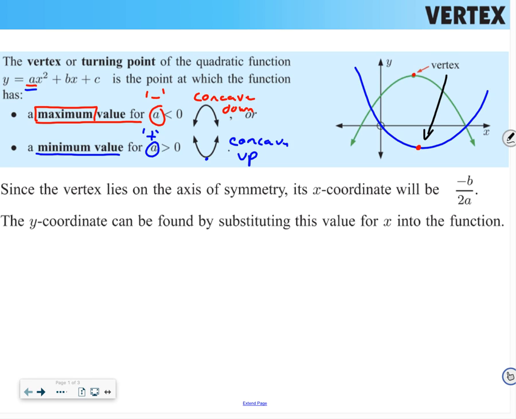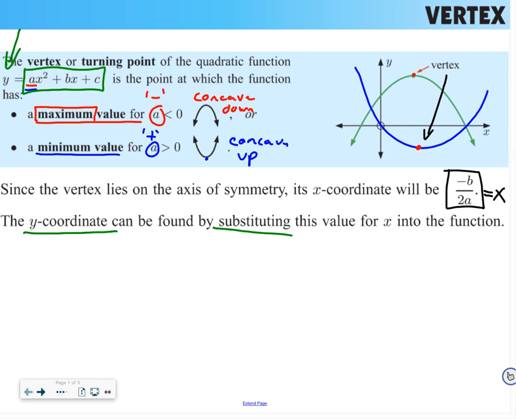Since the vertex lies on the axis of symmetry, which we took notes on, we can find negative b over 2a, which is equal to the x value of our vertex. In order to find the y coordinate, we can substitute that back into our original equation and solve for y once we have the x value of our vertex.